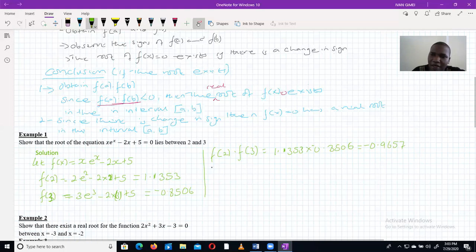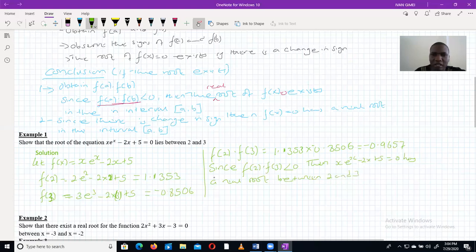So we shall simply say, since f of 2 times f of 3 is less than 0, not less equal to, is strictly less than 0, then f of x, our function, e^x minus 2x plus 5 equals 0, has a real root between 2 and 3, something like that.